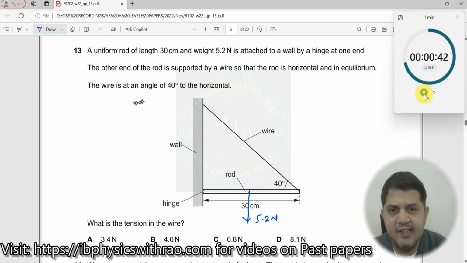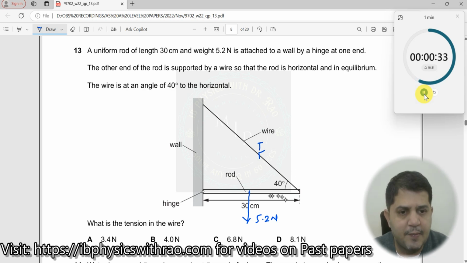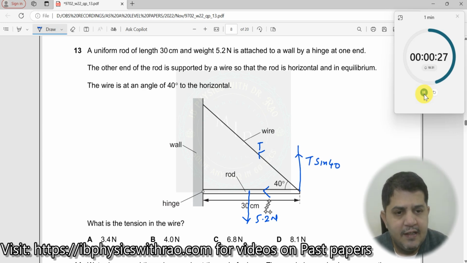The wire is at an angle of 40 degree to the horizontal. What is the tension in the wire? So he's asking you what is the tension here. Now what we do is, let me resolve this tension into two parts. One along this direction, the other along this direction. So here it will be T sine 40 and this side will be T cos 40. So I am not interested in this.